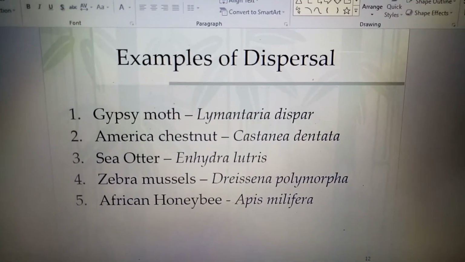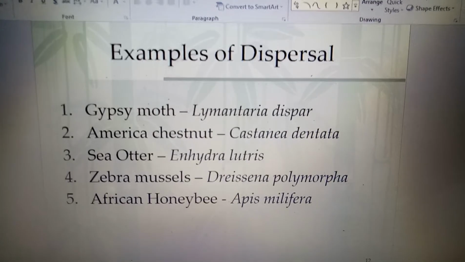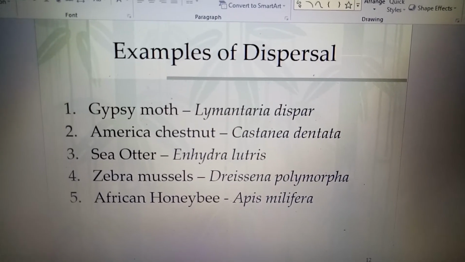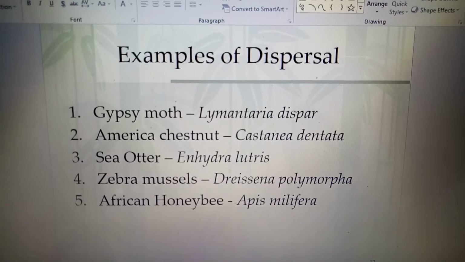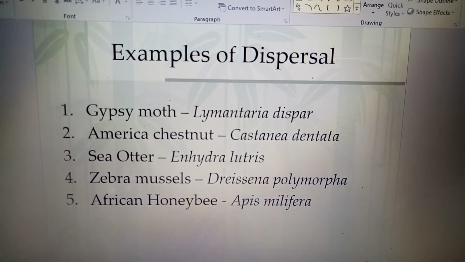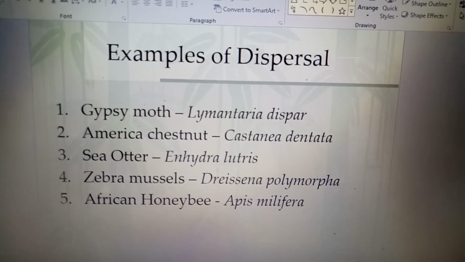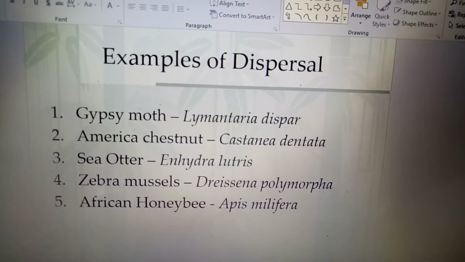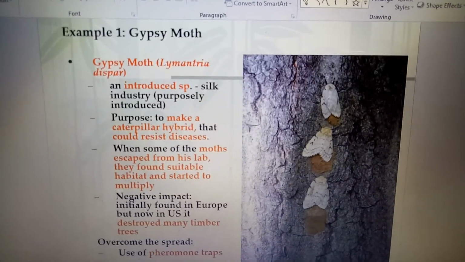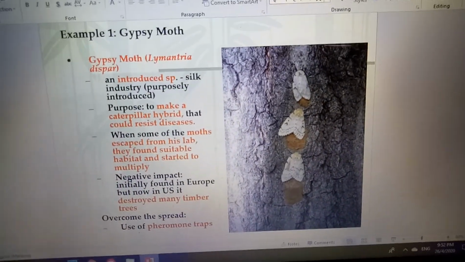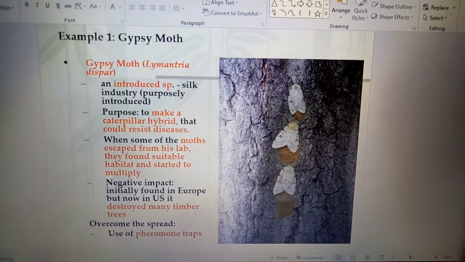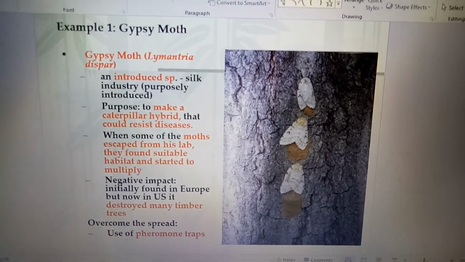For examples of dispersal, there are 5 examples here. Number 1, gypsy moth, scientific name Lymantria dispar. Number 2, American chestnut. Number 3, sea otter. Number 4, zebra mussel. And the last one, African honeybee. I think you have learned numbers 4 and 5 before. So we take a look one by one, starting with number one, the gypsy moth.